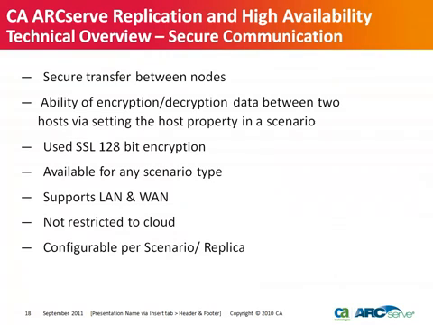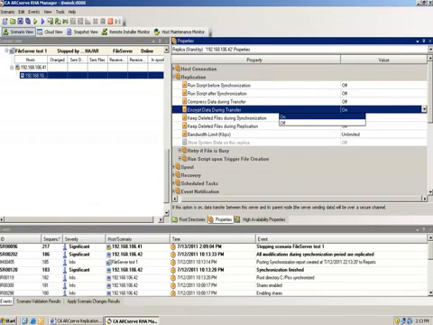The secure communication feature provides the ability of encryption and decryption of data between two hosts via setting this host property in a scenario. If this option is enabled, the data between that replica and its parent node will be transferred securely. Secure communication provides 128-bit SSL encryption across the network without the need for a VPN or IPsec tunnel, reducing cost and complexity. Users need to enable encrypt data during transfer on the replica host property, and it's available for any scenario type.